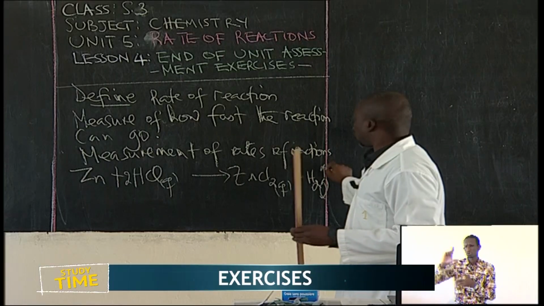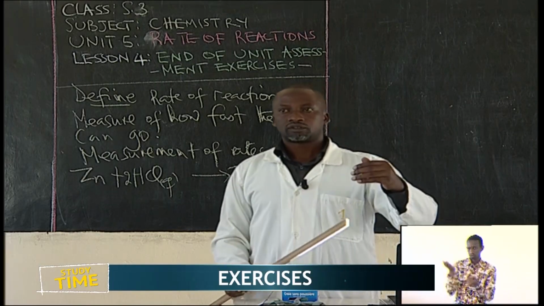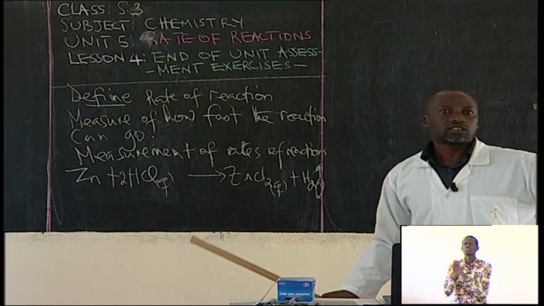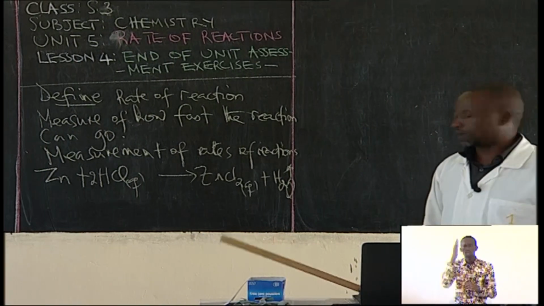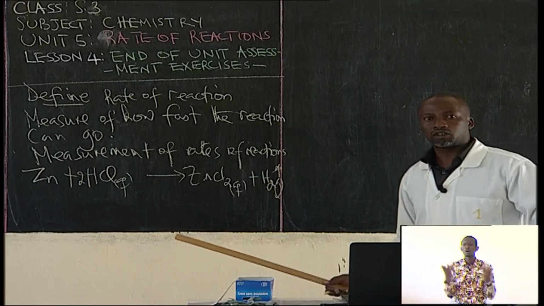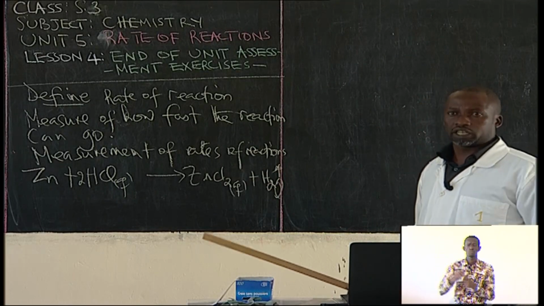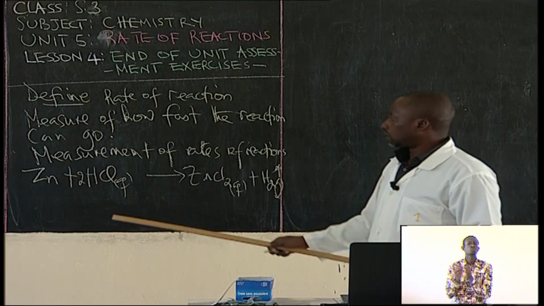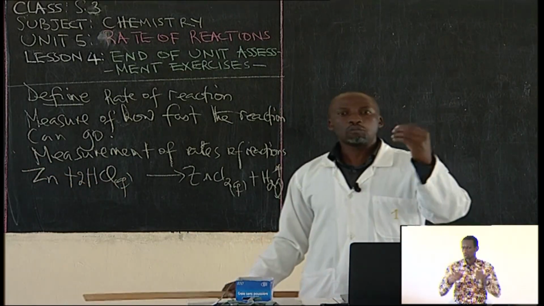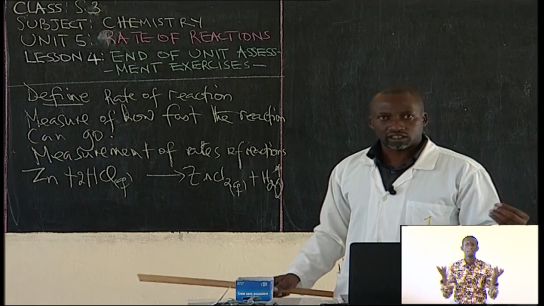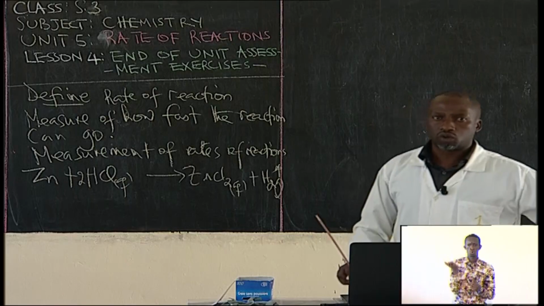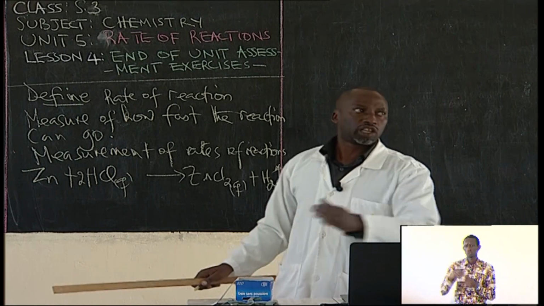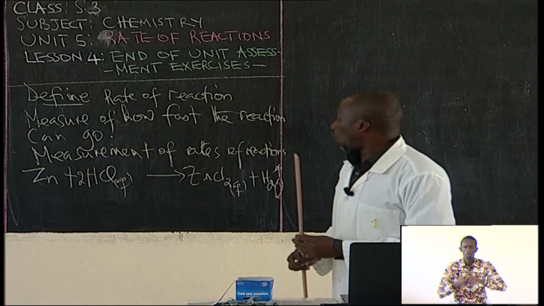For this reaction, we said we can determine how much hydrogen is produced by measuring at constant intervals of time, the volume of hydrogen produced. Or we can measure the mass of zinc that will be reduced as time goes on, so how much of the reactant, the zinc metal, is used up as the reaction goes along.